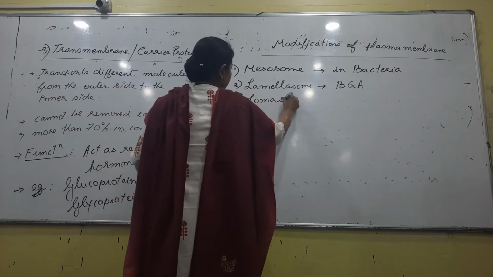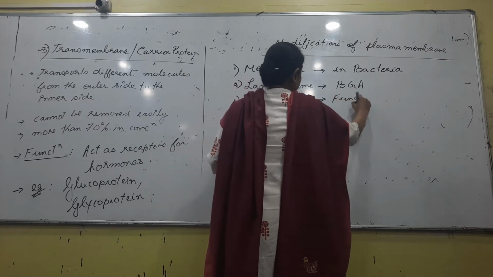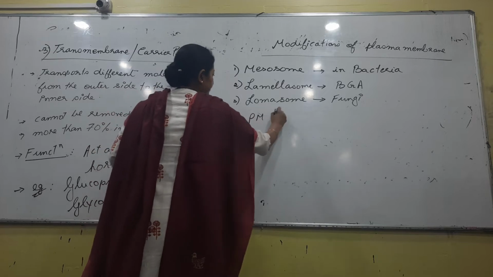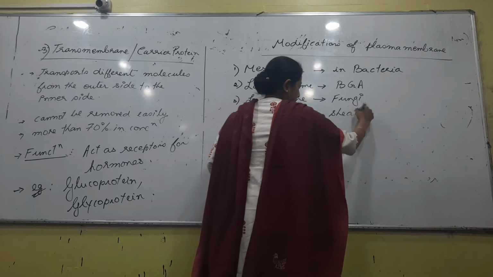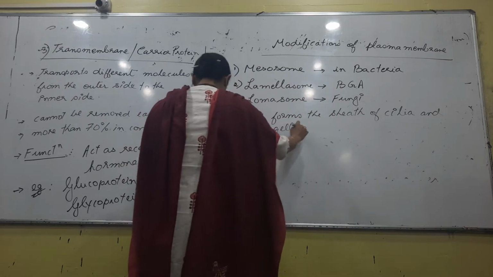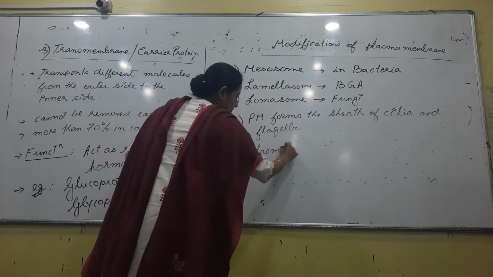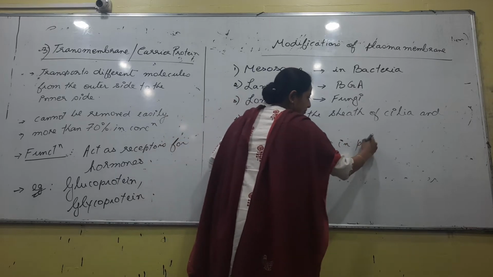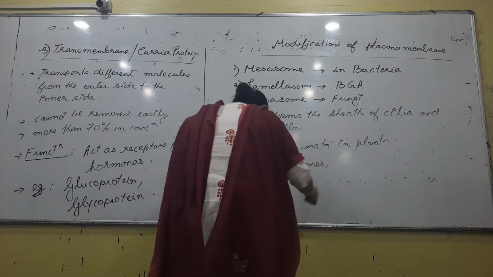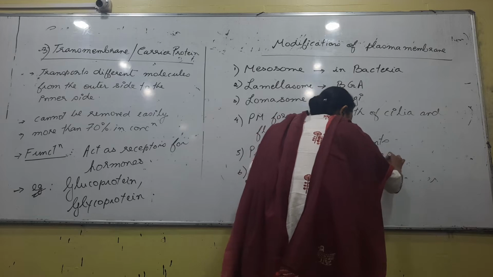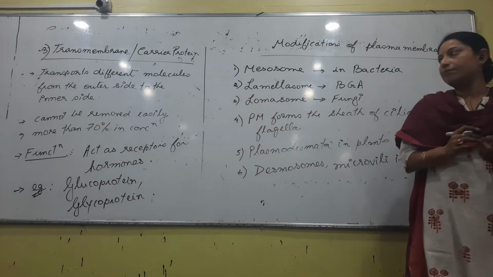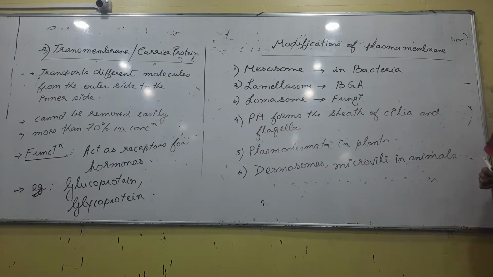They have different names. So, some points about the plasma membrane, we have certain structures that are formed by the plasma membrane, and the structures are mesosome, mesosome in case of bacteria, lamellosome, lomasome, etc.